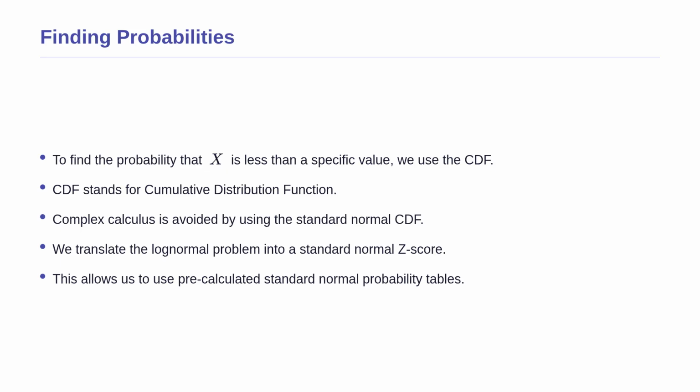Now that we can find the center of our data, how do we find probabilities? To find the chance that our variable is less than or equal to a specific number, we use the cumulative distribution function, or CDF. Instead of doing complex calculus every single time, we can cleverly use the standard normal CDF. By translating our log normal problem into a standard normal z-score, we can simply look up the answer in a pre-calculated probability table. Let us look at the formula that makes this possible.